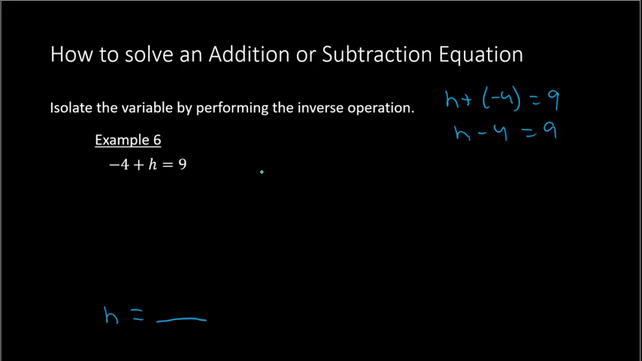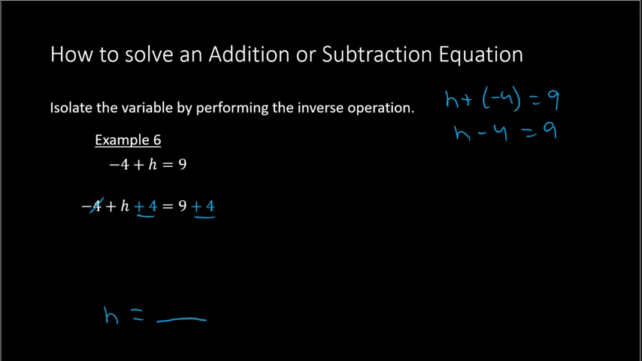So either way you want to think of this, our end goal is we want to add 4 to both sides to undo the minus 4. So to get rid of the minus 4, we do the inverse, which is adding 4 to both sides of the equation. So looking over here, we add 4 to both sides.